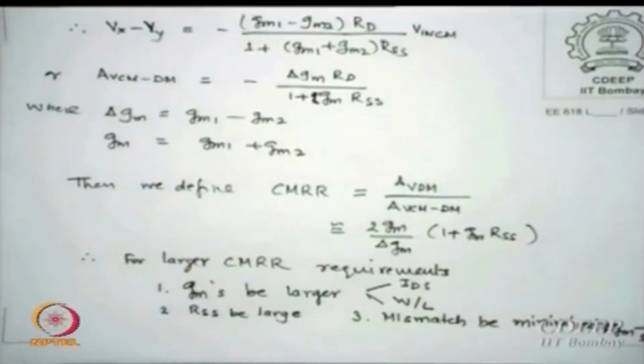So as I said, I am interested in the difference gain for the common mode signal, which is Vx minus Vy divided by Vin,CM, and that I define as the gain AVCM dash DM. Is that clear? The new definition is AVCM dash DM, which is Vx minus Vy by Vcm.